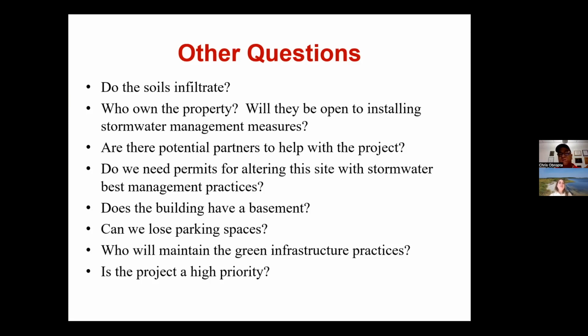The last one is a high priority site. Sometimes we look at sites because there's a lot of flooding downstream of the site, so it'd be great if we captured water here. Other times we look at a site and say, well, it's really not going to have a huge impact on downstream flooding, but it's in a high visibility spot. It's at a school. We can get a lot of parents and students involved. So it's a great educational opportunity, and that may make it a high priority site.